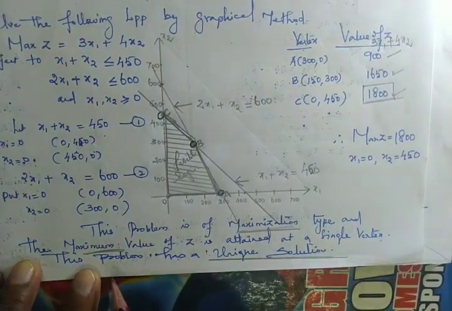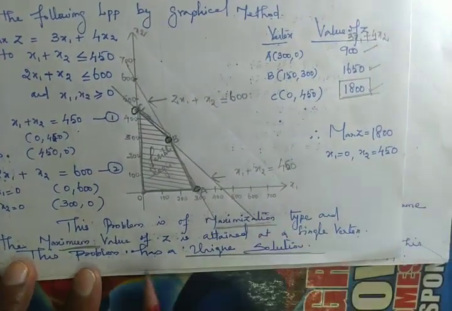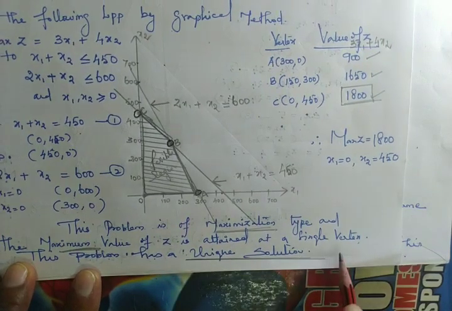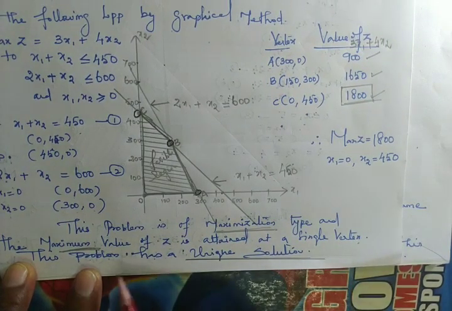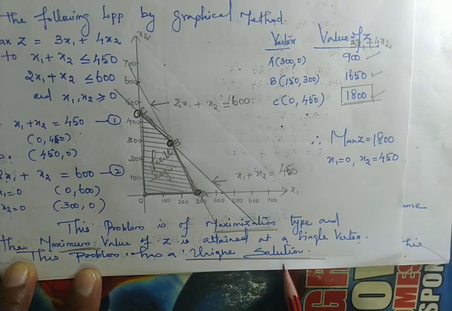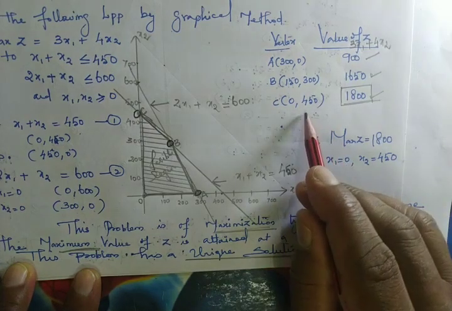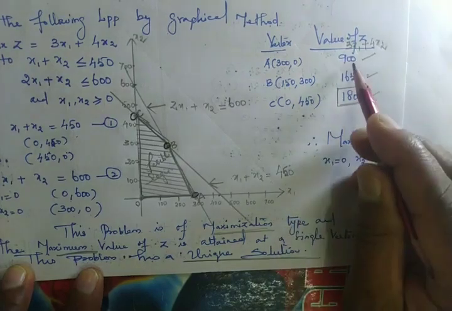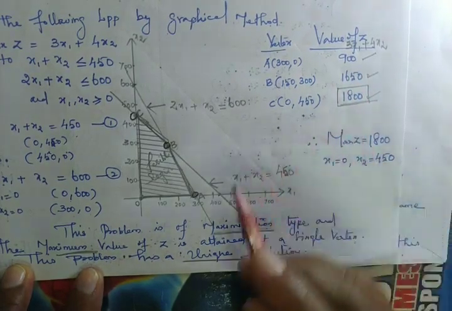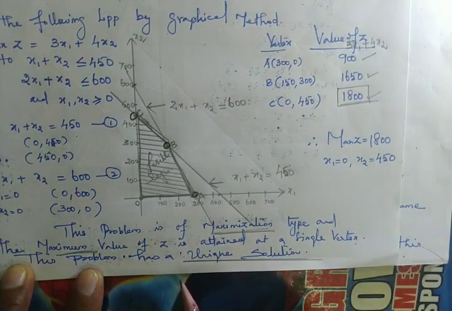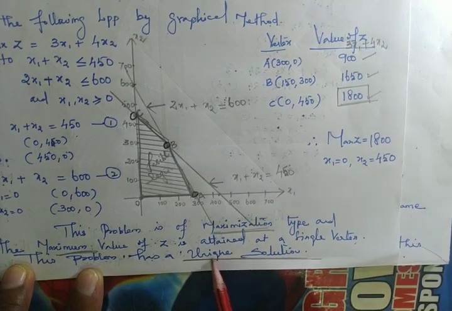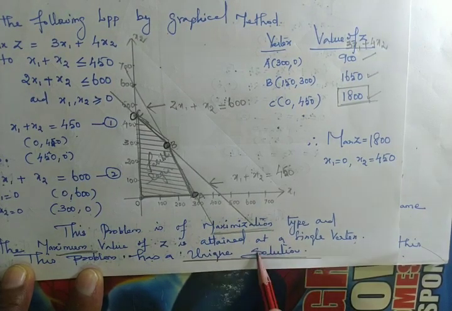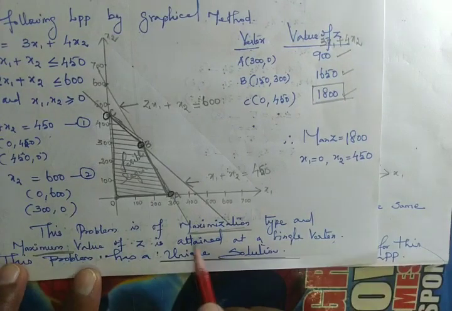So here this problem attained the maximum value at a single vertex. Therefore, this problem has a unique solution, because only one vertex gives the maximum value. Through this vertex only, Z attained the maximum value. That's the reason you can say this problem has a unique solution. This is very important. This is an example of a unique solution, where the objective function is maximization.